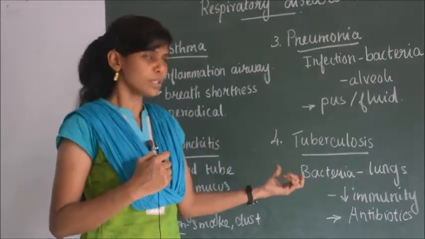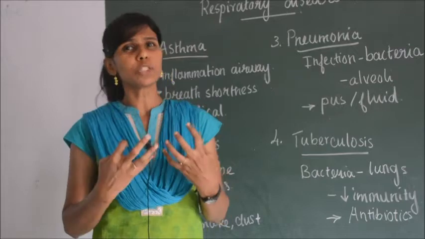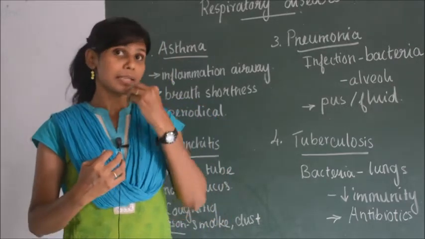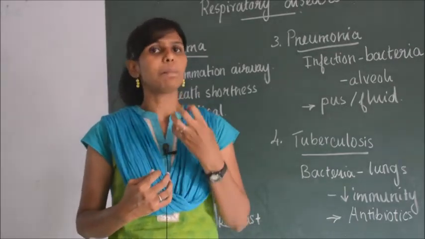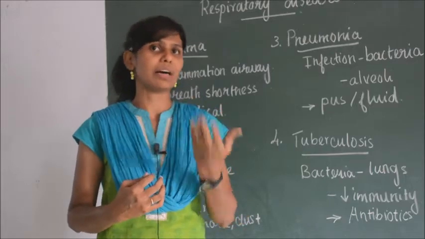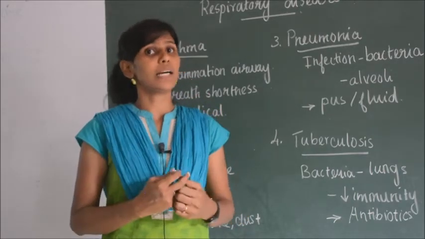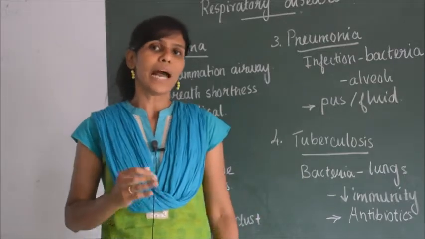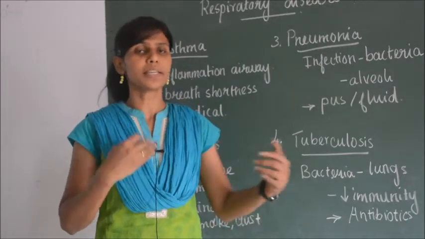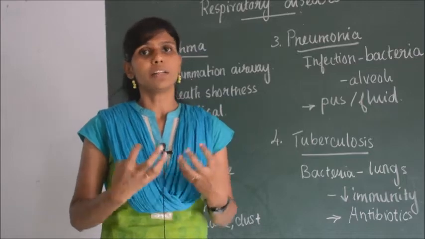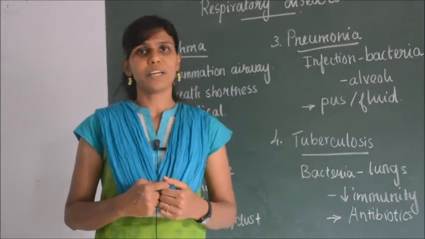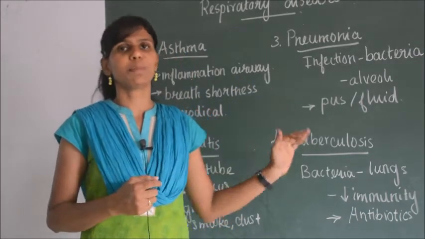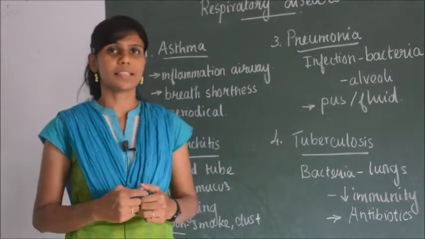The major symptom of tuberculosis is that the person will cough until he spits bloody mucus. He will have mucus with blood. That is the major symptom of tuberculosis, but it is curable, and in severe cases antibiotics are given to the patient so that the patient can recover and become like a normal person. These are some of the respiratory diseases.